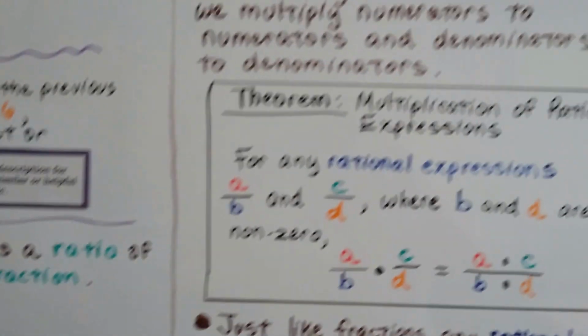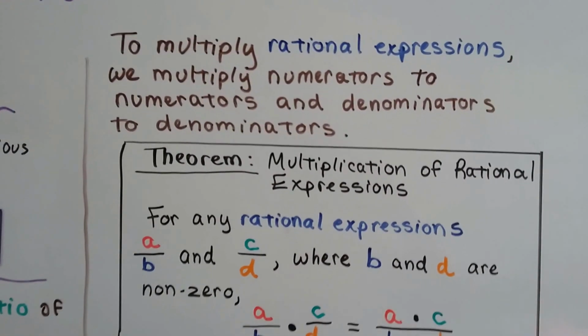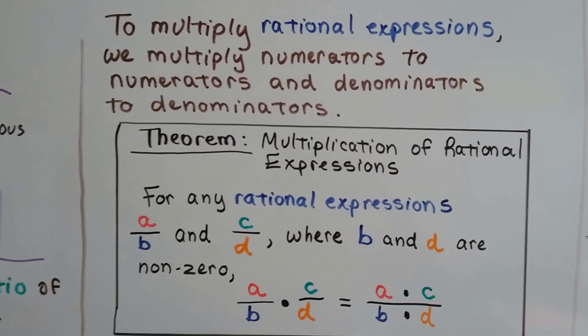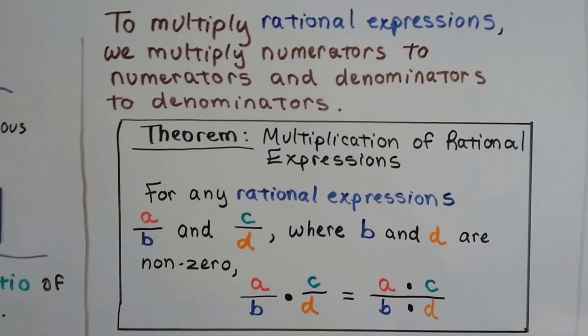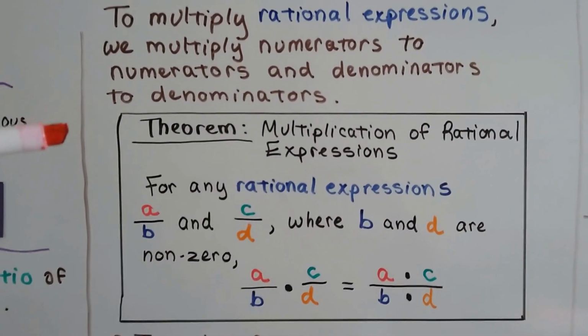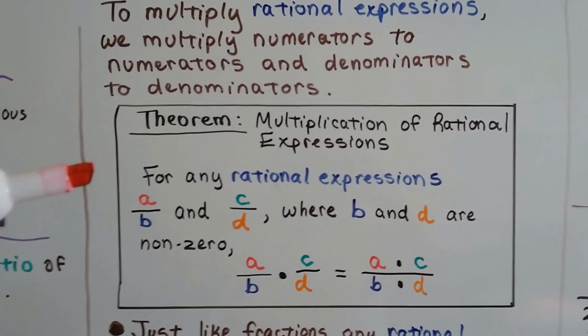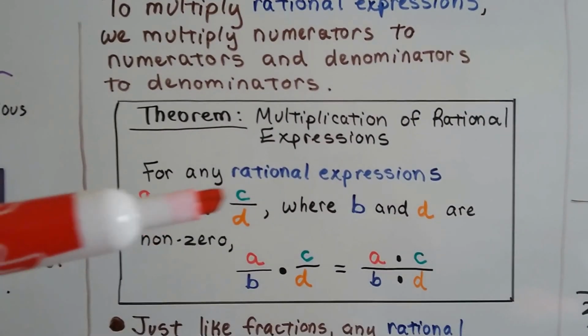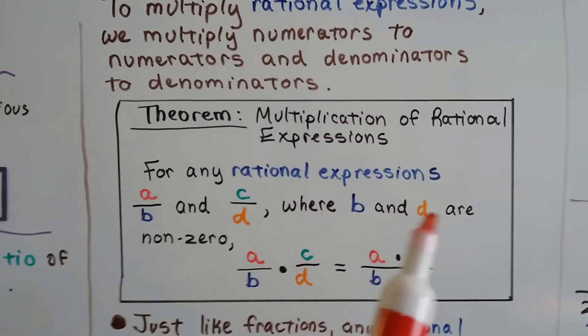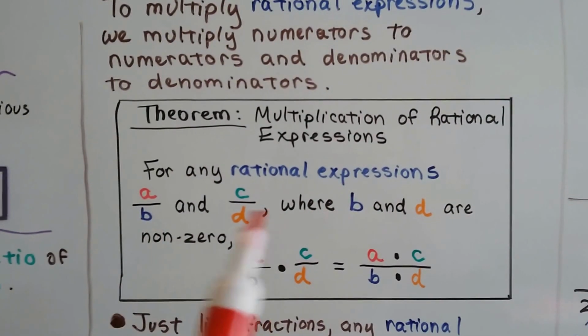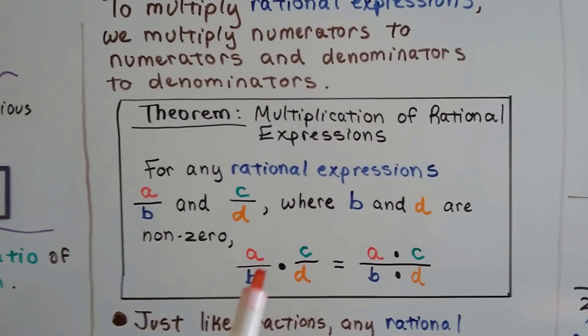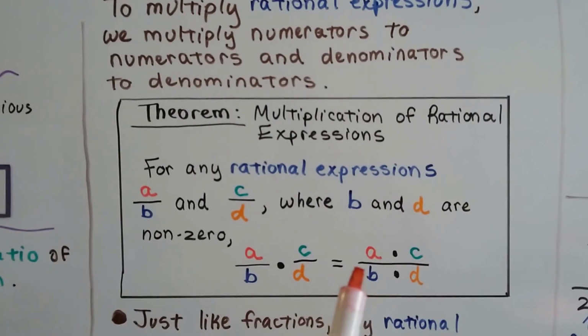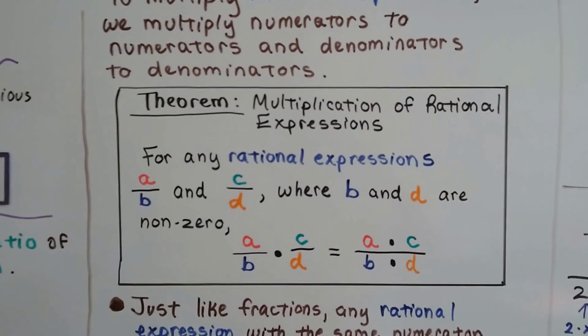To multiply rational expressions, we multiply the numerators to the numerators and the denominators to the denominators. And here's our theorem for the multiplication of rational expressions. For any rational expressions, a over b and c over d, where the b and the d are non-zero, we can't have zeros here, right? That means when we multiply them, we're going to have a times c over b times d.